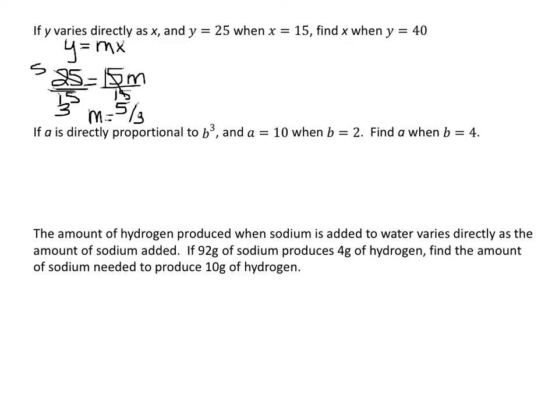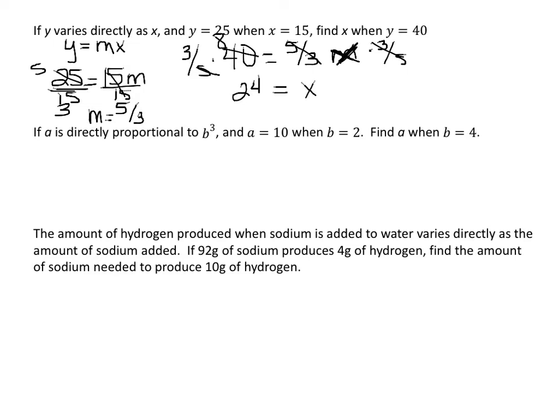So now it says, let's find x if y is 40. Okay, so I've got 40 is equal to 5/3 times m. Again, we know how to do this. We multiply by 3/5 on both sides. That cancels, makes this 8. And I think I wrote this wrong. This should not be an m. This should be an x. There we go. So x is equal to 24.